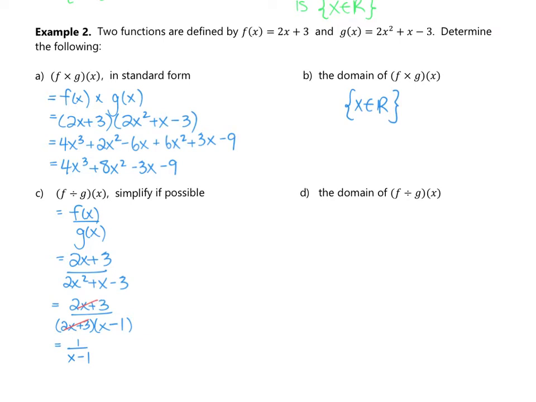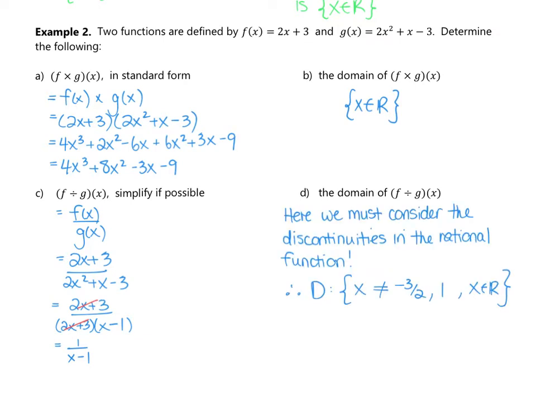So note here, we took two functions where the domain of both of those functions was all real numbers. However, f divided by g, the domain is not all real numbers. So we have to consider the discontinuities in the resulting rational function as well. Okay, so in this one, we would say that the domain x cannot equal negative 3 over 2. That's where the hole exists, and 1, which is the vertical asymptote. So when we do divide functions, we have a little bit extra that we need to consider.